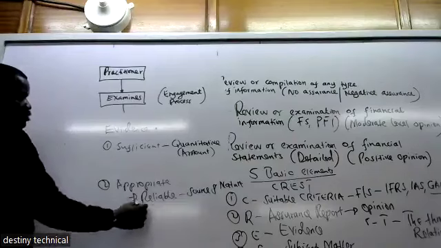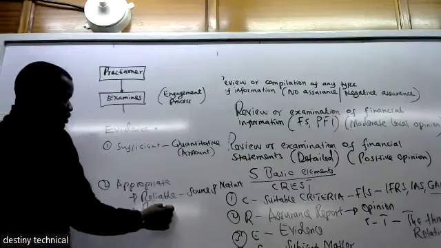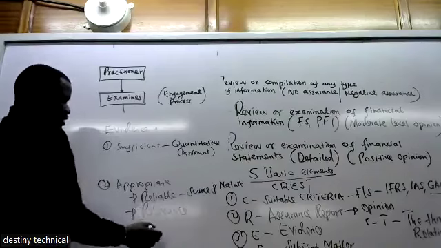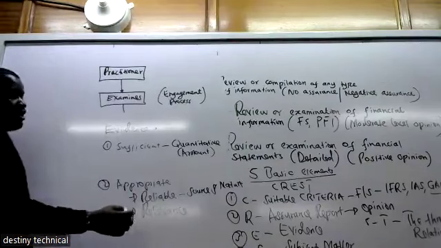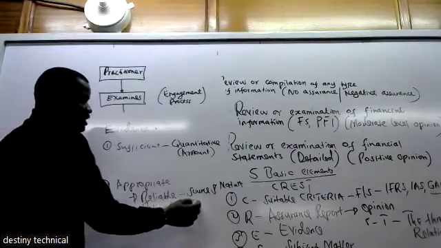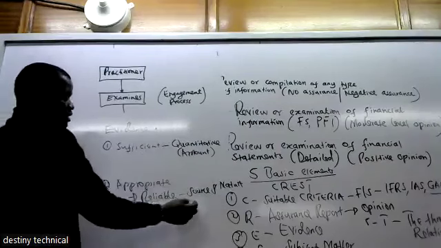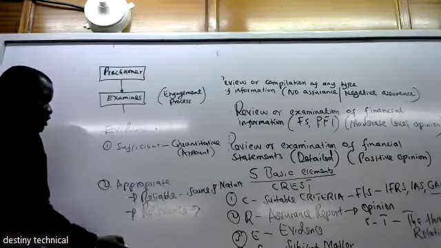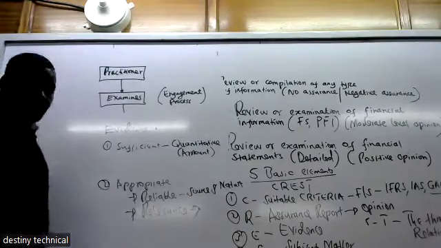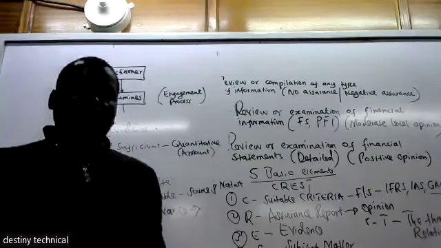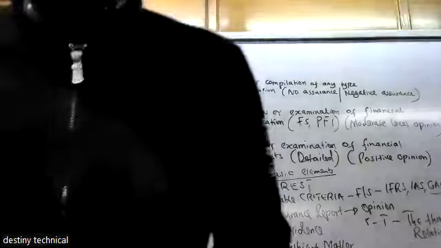Then the second one is what we call relevance. You say good evidence is appropriate, so it's also relevance. So relevance is on the validity of the assertions, the validity of the assertion being correct. Those are the five basic elements of an assurance engagement.